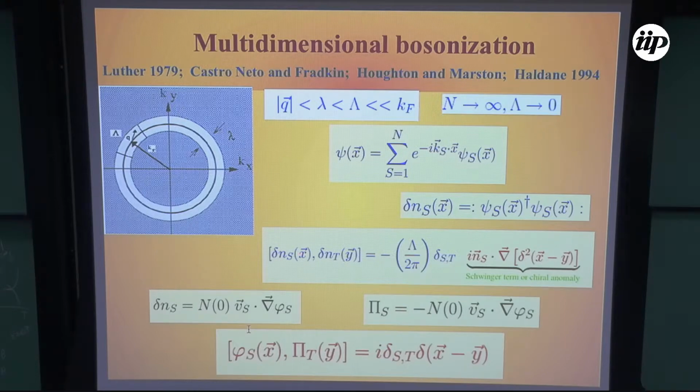And you can compute, for instance, from the fermionic part of the theory, the commutator of this bosonic excitation, the densities, and you find this algebra. You can close this algebra, and you get this part that is the chiral anomaly of a Schwinger algebra.